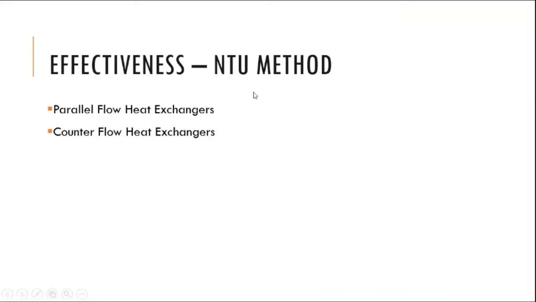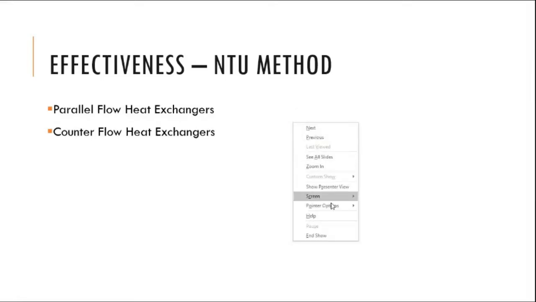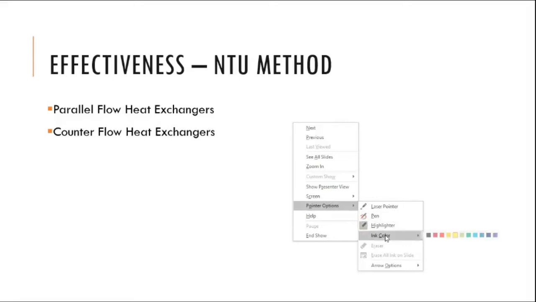So in the previous class we discussed the effectiveness NTU method. We discussed the definition of effectiveness. We will revise the same thing again and see what the effectiveness NTU method is for analysis of heat exchangers. Now we need to analyze two different types of heat exchangers. One is parallel flow, one is counter flow. Both the derivations will be very similar.